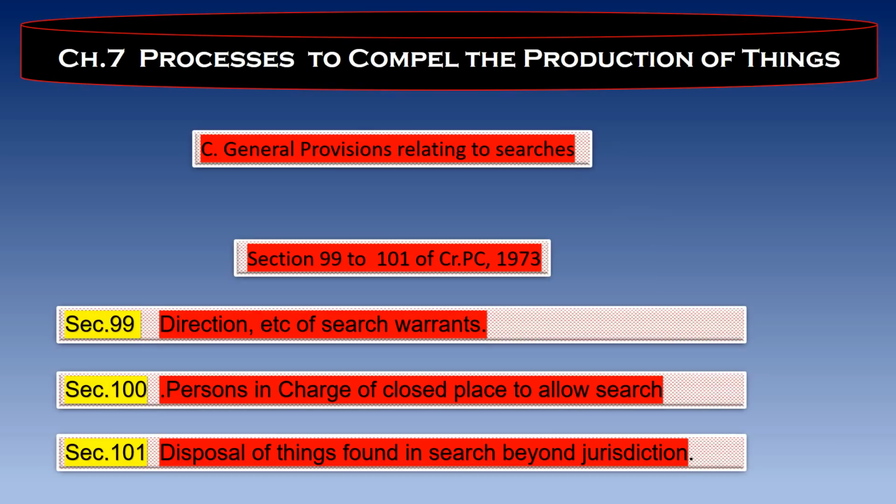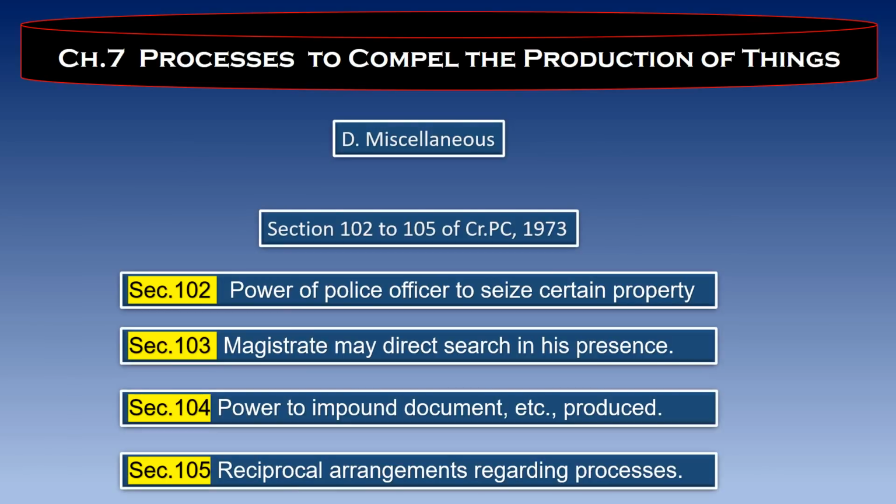The third process to compel production of a thing is part C, general provisions relating to searches. Only 3 sections are there. Section 99 is the first one, which says direction, etc. of search warrants. The second point is Section 100, and it says persons in charge of closed places to allow searches. Third point, Section 101, which says the disposal of things found in a search beyond jurisdiction.